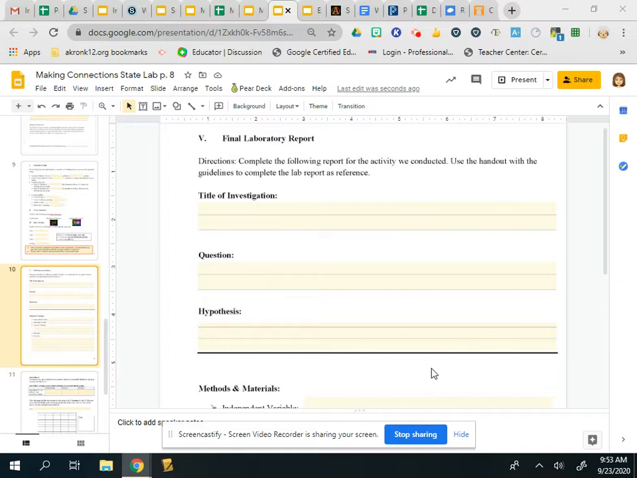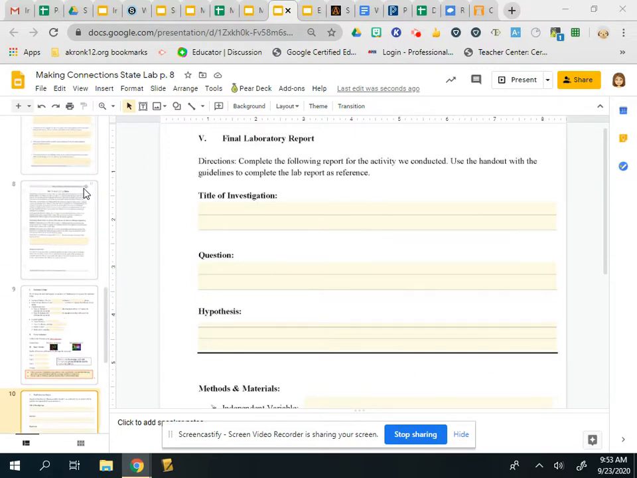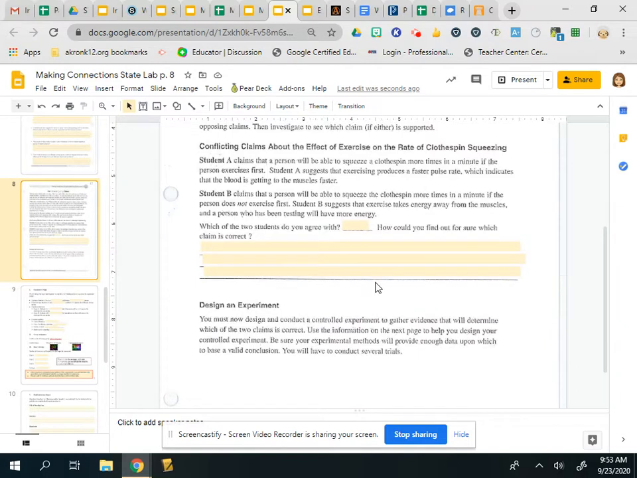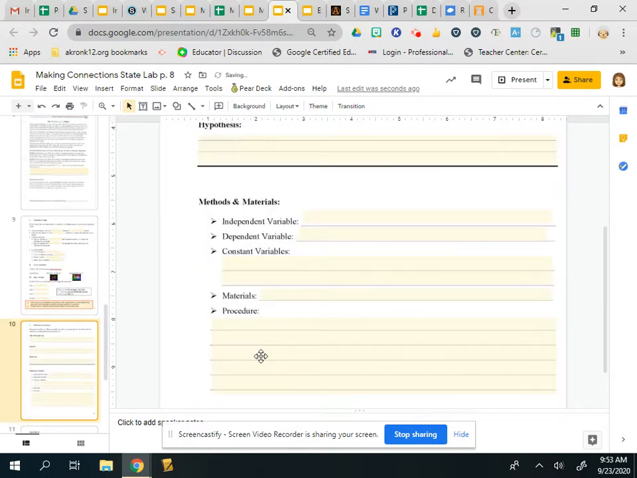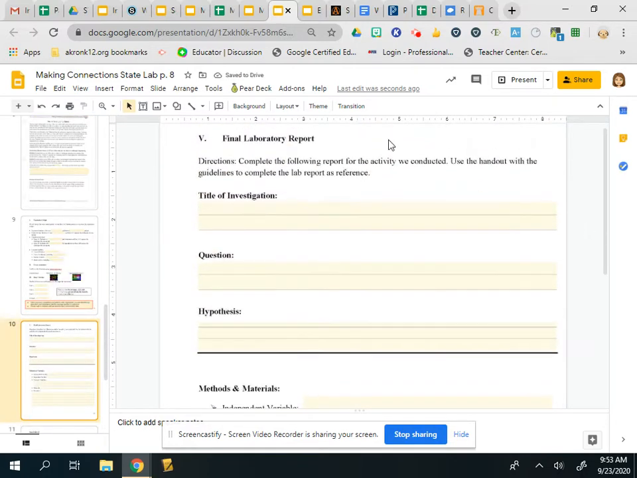So the title of the investigation: remember I had you highlight something much earlier when we were talking about student A and student B. Right here is going to be the perfect title. We're going to look at the effect of exercise on the rate of clothespin squeezing. Okay, that's going to be our perfect title. The question, I'll let you figure out what is the question we were trying to answer.